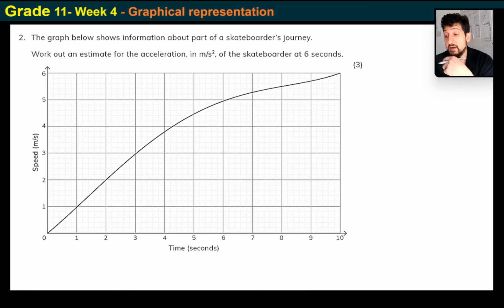Next, the graph below shows information about part of a skateboarder's journey. Work out an estimate for the acceleration in meters per second squared of the skateboarder at 6 seconds. Where's 6 seconds? This is speed and this is time. So at 6 seconds, it's over here. How do I work out the acceleration?